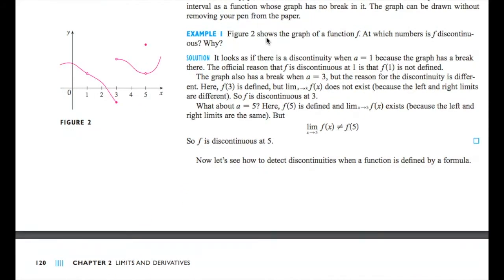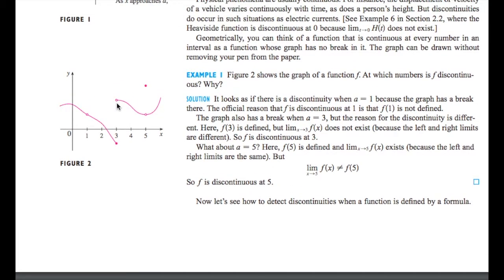All right. Figure 2 shows the graph of function f. At which numbers is f discontinuous? Why? All right, here it is discontinuous. There is an open circle. Here to here, it jumps, so it's discontinuous. It completely breaks apart. Left-hand side, right-hand side, not the same. Here, there's a point at a different place, and there's an open circle here.